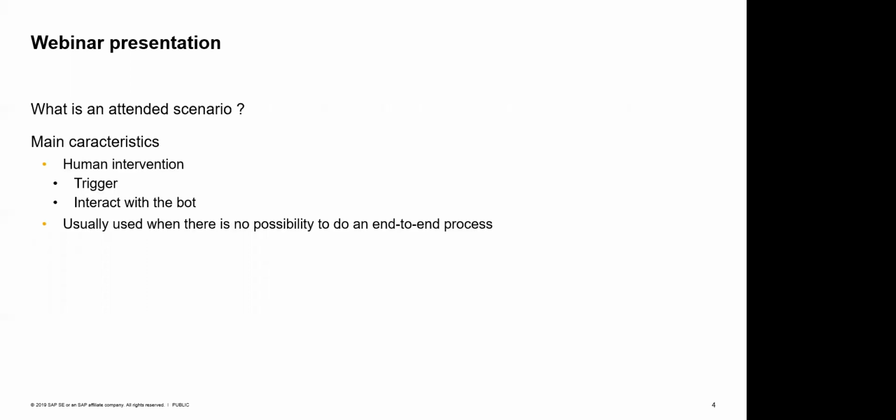So first, let's answer this question: what is an attended scenario? The main characteristic of an attended scenario is human intervention. Usually the human triggers the bot, and during the process, the human can also interact with the bot at the beginning, in the middle, so anytime. Usually, attended is used when there is no possibility to do an end-to-end process.